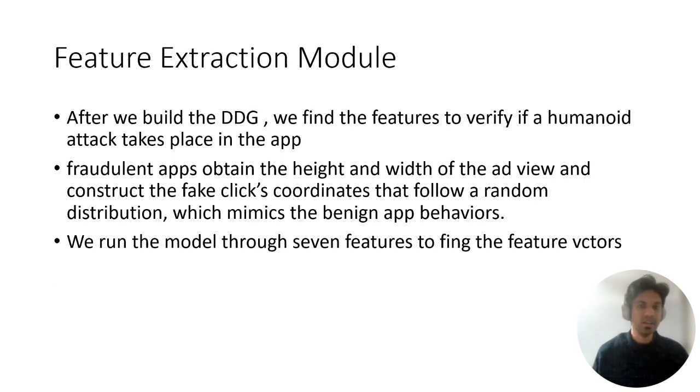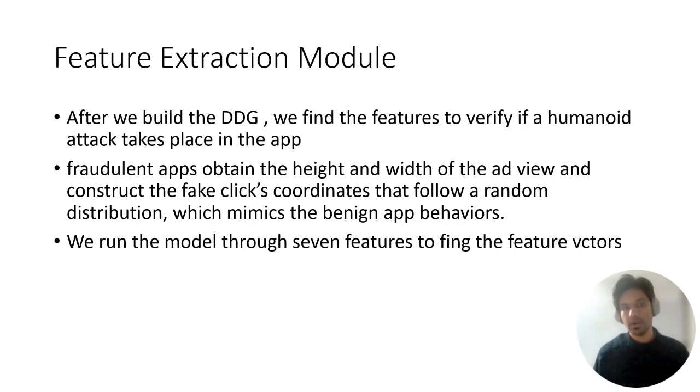So after building our DGG, we move on to the feature extraction module. After we build the DGG, we try to find which features are used to verify a human attack, to know whether a human attack happened or not. Fraudulent apps obtain features like the height, the width, and the view of the ad. They also construct fake click coordinates following a random distribution, which tries to mimic benign app behavior.